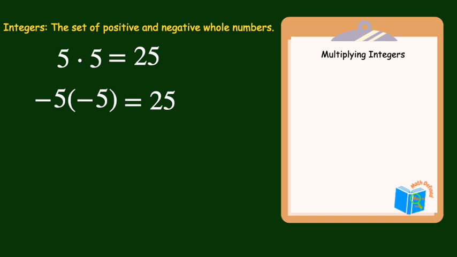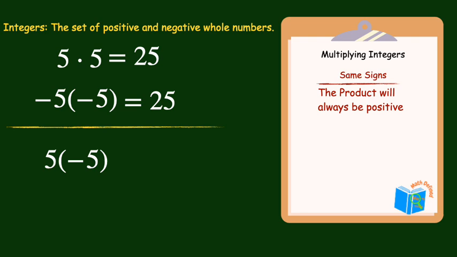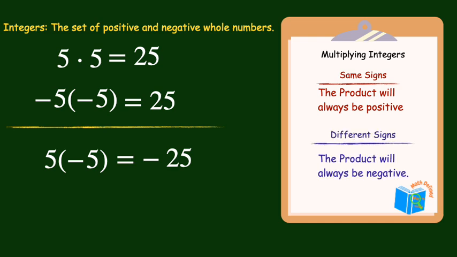So the key takeaway here is that when you multiply two numbers that have the same sign, the answer is always positive. Now, what if one number is negative? Let's look at this positive 5 times negative 5. 5 times 5 equals 25, but because one of our numbers is negative, our answer is negative 25. So when the integers have different signs, the product will always be negative.